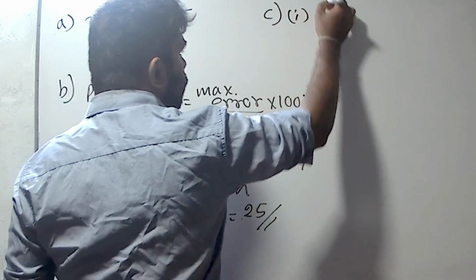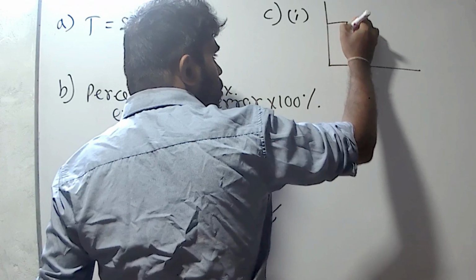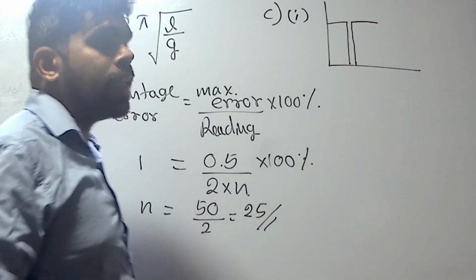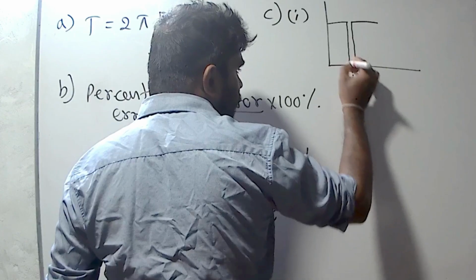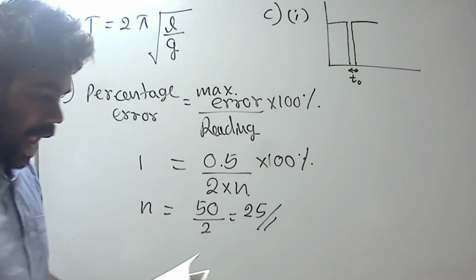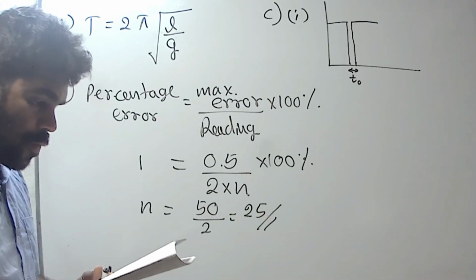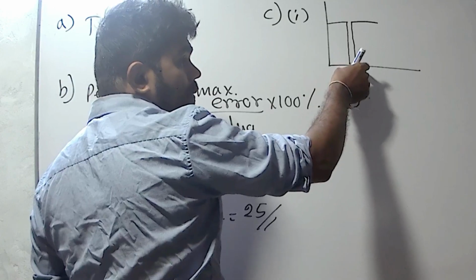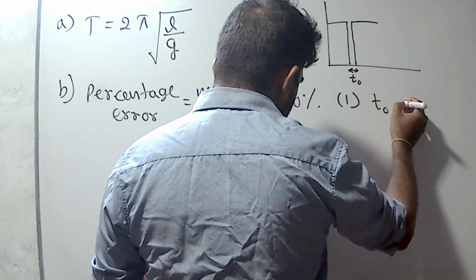Now we have to consider the given graph. There is a constant intensity, and when the bob covers the IR beam, the intensity becomes 0. Again the intensity returns to the previous value. They have given that this time interval is T0. We have to write what happens to T0 when velocity is increased. In part 1 they have asked when velocity is increased. When velocity increases, the covering time decreases. Therefore, T0 decreases.